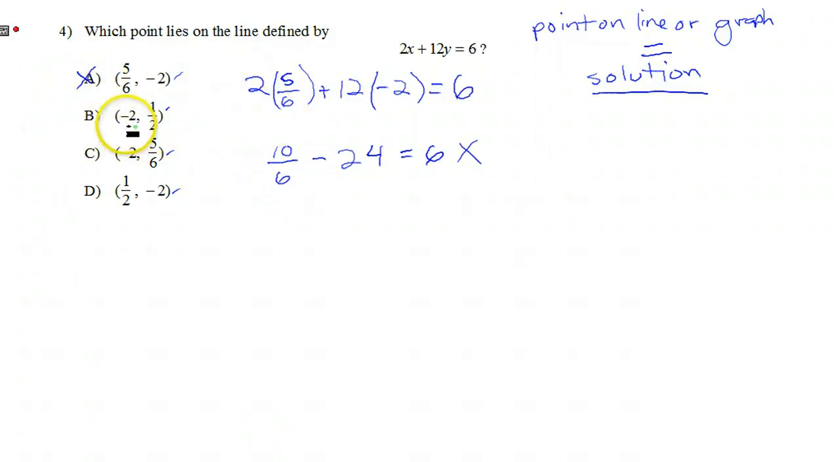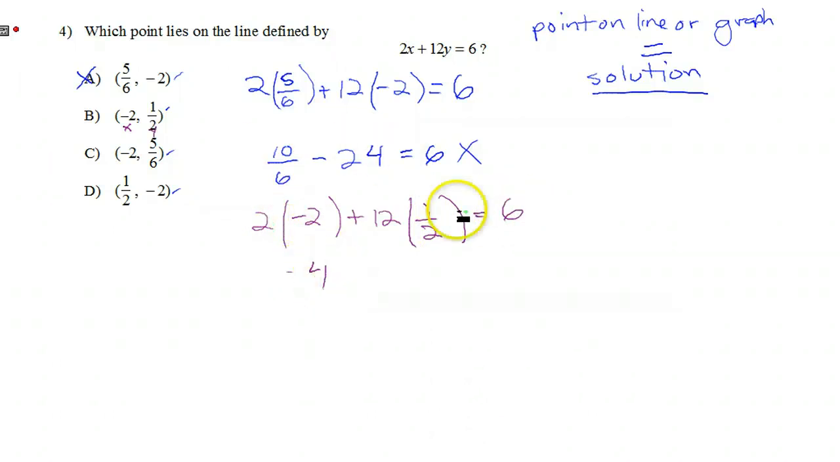This time I'll plug in my x as negative 2 and my y as 1/2. So I'm putting y as 1/2 here. Let's see what happens. I'm going to end up with negative 4 here. Here I'll just multiply the top, so 12 divided by 2 is 6. And we know that this is not true either, right? Negative 4 plus 6, those are opposites, so I subtract. Keep the sign of the bigger number. It's not right either. So we'll go on to letter C.